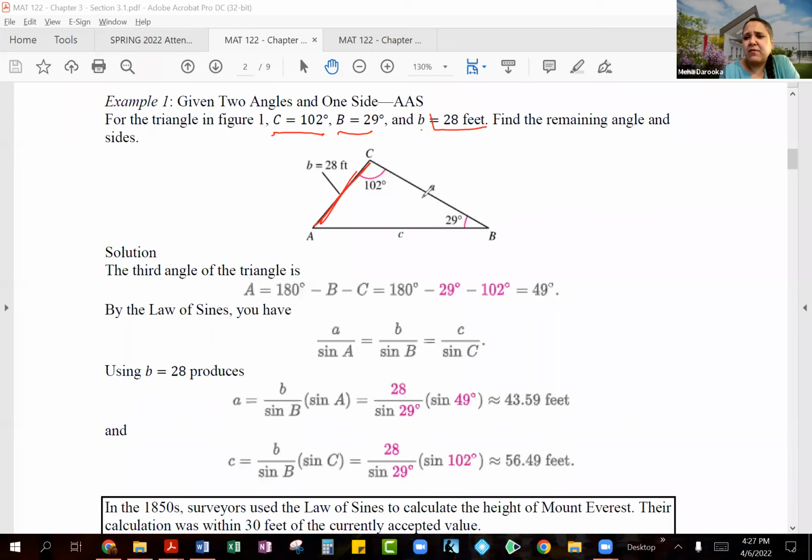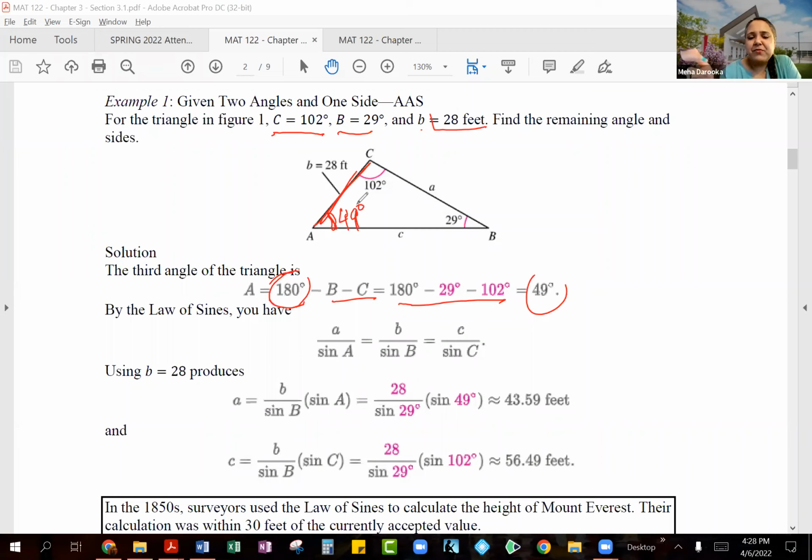So everything is not given to you in this section. Now we know that 3 angles of a triangle will always add up to 180 degrees. So if we have 180 degrees as the total for the 3 angles, you're already given 2 of these angles at 29 degrees and 102. Go ahead and subtract that from 180, and whatever you're left with is going to be that missing angle, right? So if you're given 2 angles, finding the third one is as easy as that.